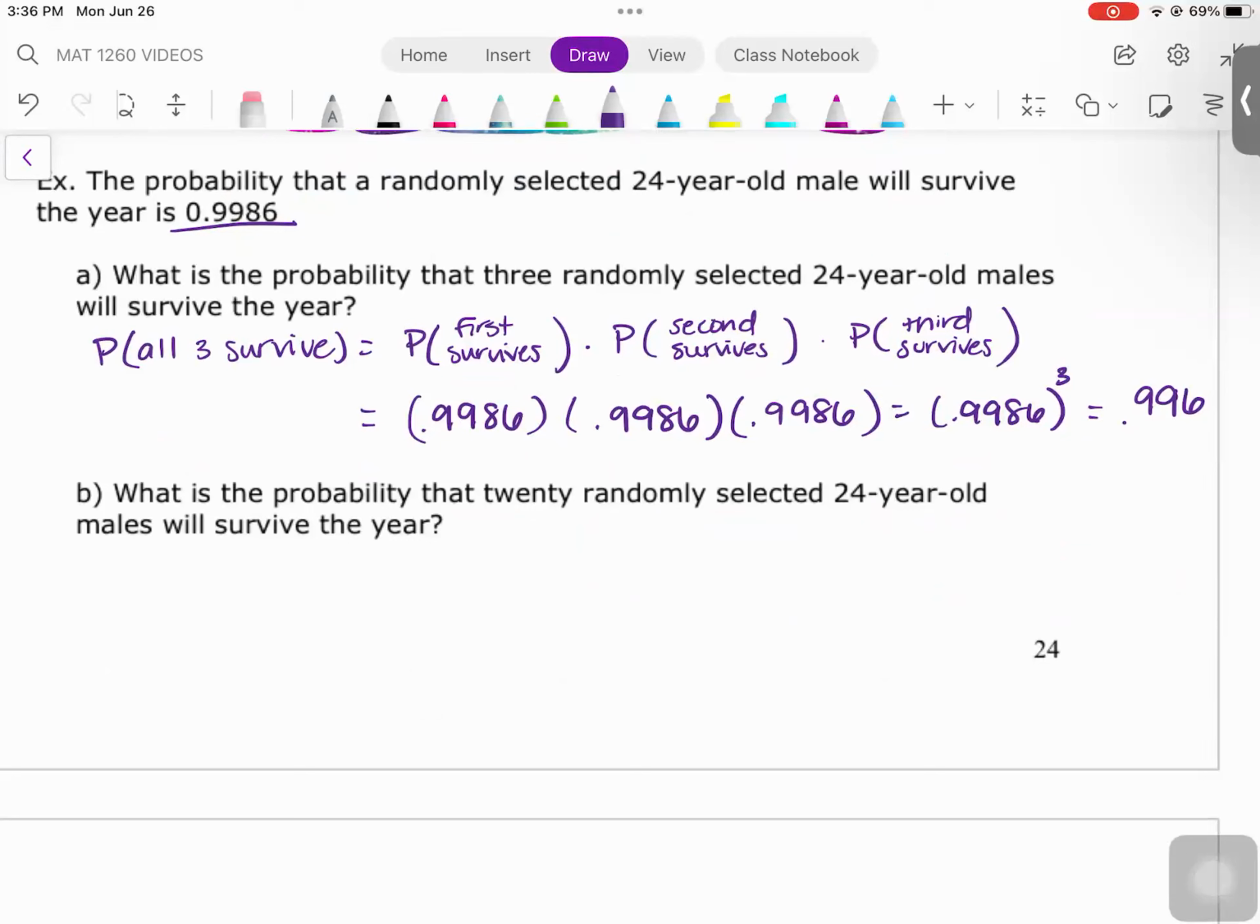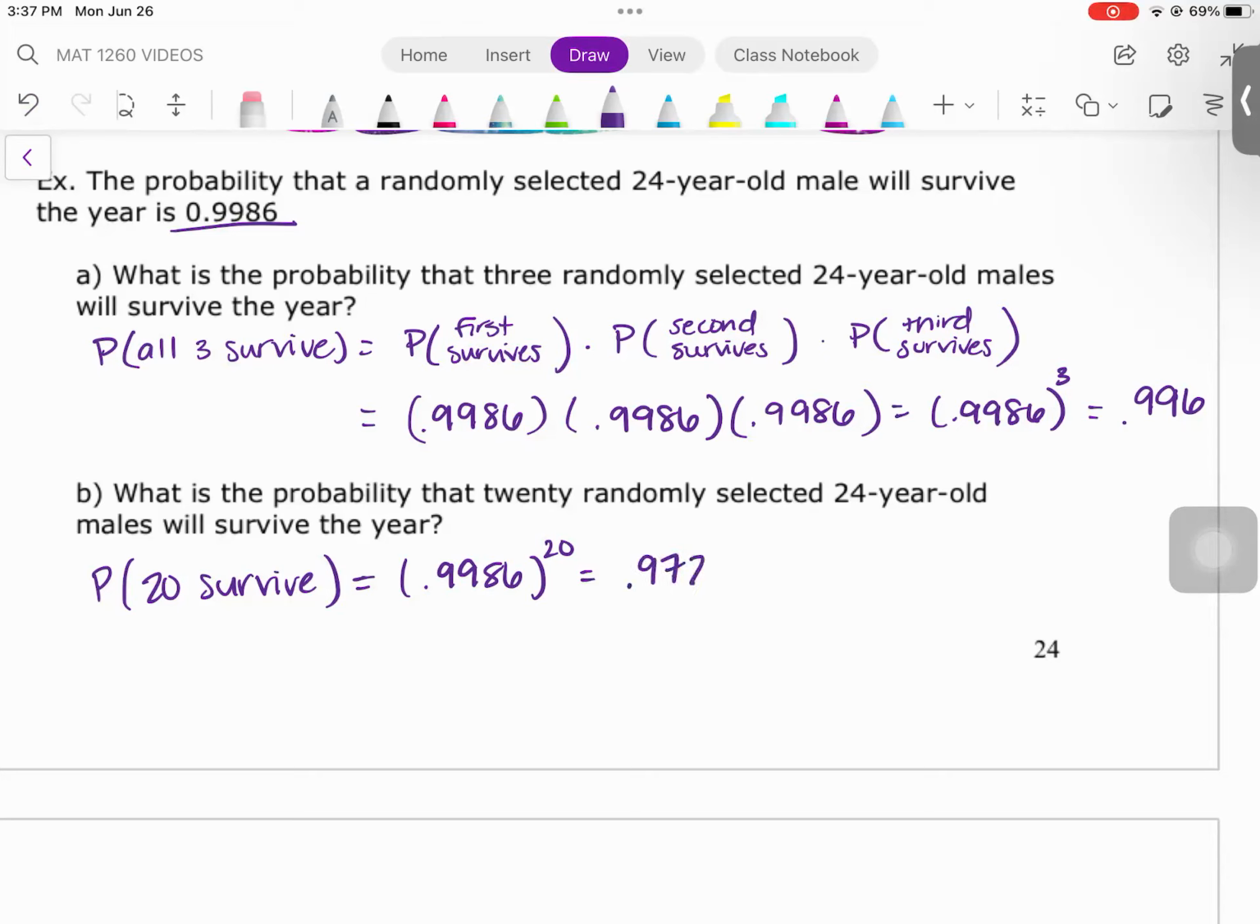Now, in the next one, we're looking at the probability that 20 randomly selected 24-year-old males will survive the year. Now, I don't want to go through this same technique of writing out every single individual's probability. I know that these individuals are independent, or the probability they survive is not changing from one to the next. So it's going to be 0.9986 raised to the power of 20, which is 0.972.